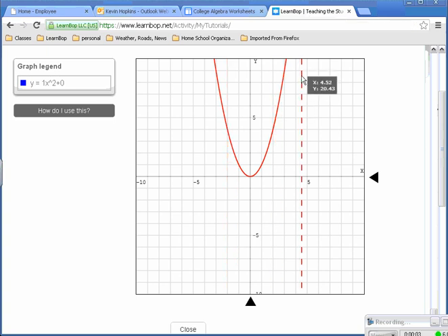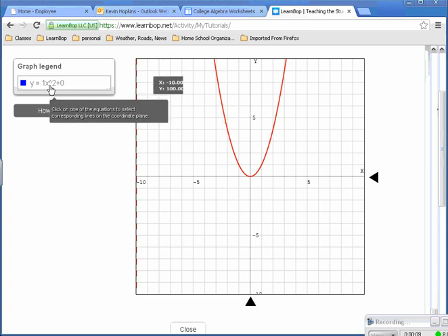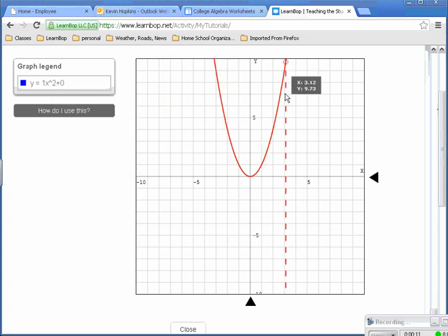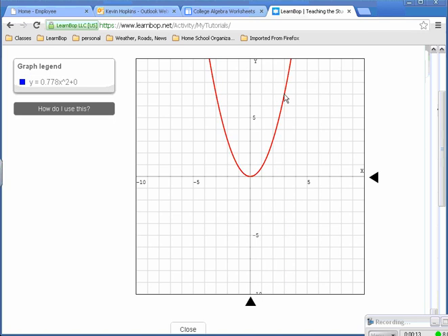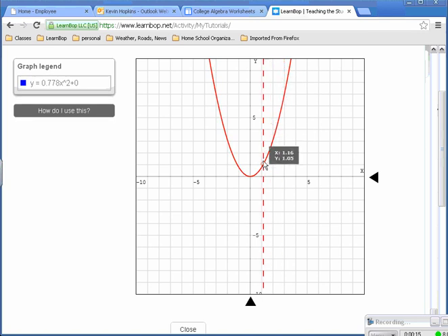Okay, I wanted to show you a little bit about how the quadratic is going to be a little different than the line. So for the quadratic, again, we've got a graph. See the equation over here. We can click on the graph to make sure it's selected. So when it's red, it's selected. And then we can move. We can adjust the shape of the parabola.